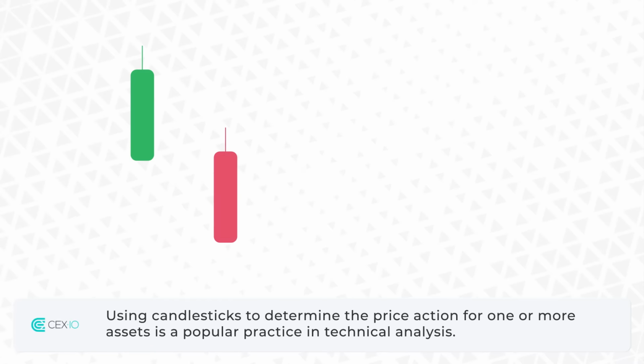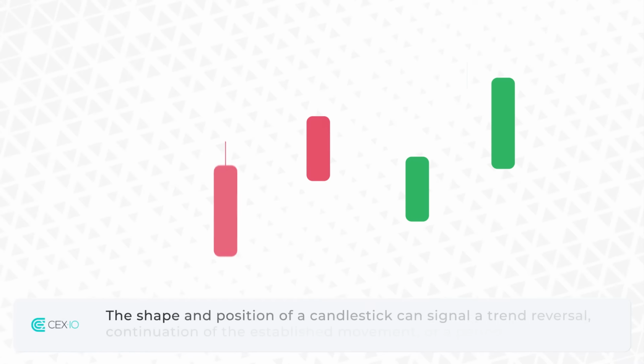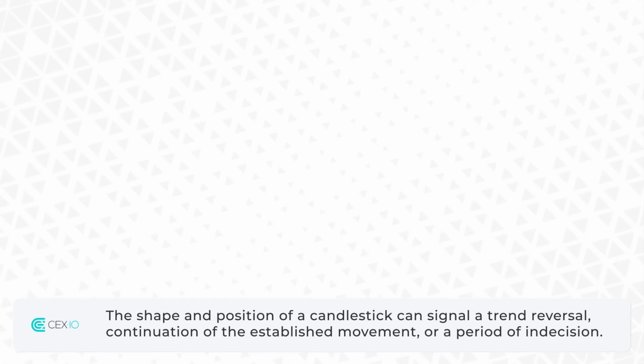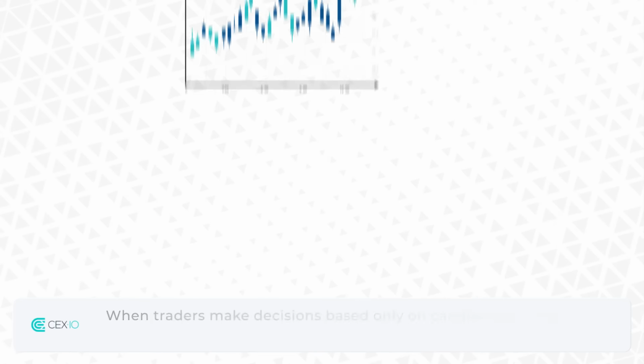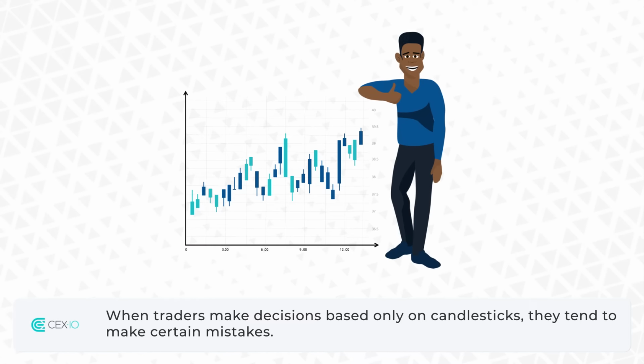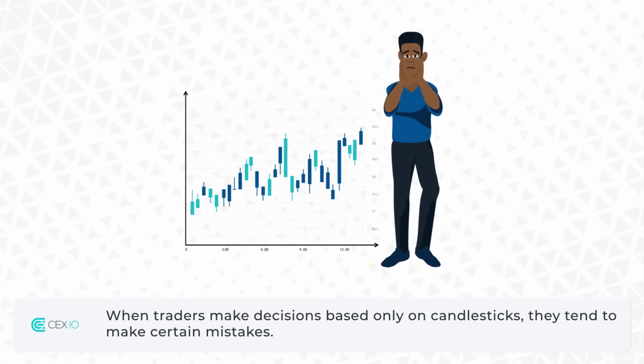Using candlesticks to determine the price action for one or more assets is a popular practice in technical analysis. The shape and position of a candlestick can signal a trend reversal, continuation of the established movement, or a period of indecision. When traders make decisions based only on candlesticks, they tend to make certain mistakes.